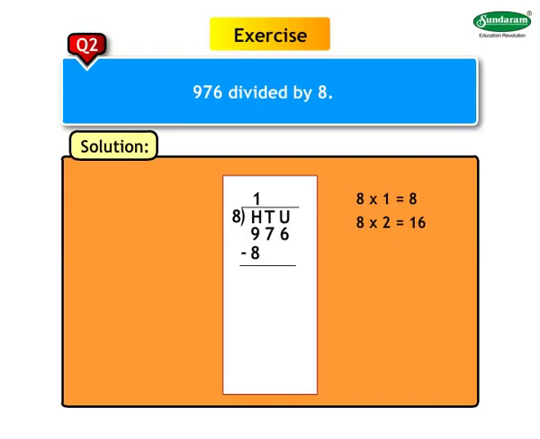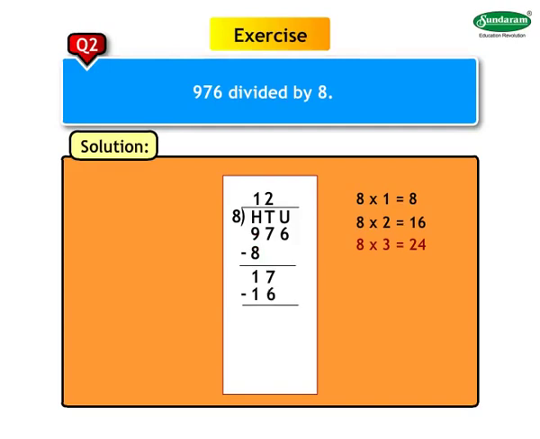Now, we will subtract 8 from 9. That is, 9 minus 8 is equal to 1. Now bring 7 from the tens place of the dividend down and write it in front of 1. Thus, now we have to divide 17 by 8. As 8 twos are 16 and 8 threes are 24, we will consider 8 twos are 16 because 24 is bigger than 17. Hence, we will write 2 in the tens place of the quotient.